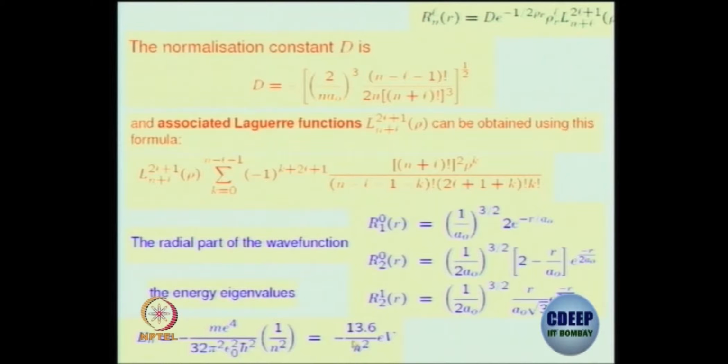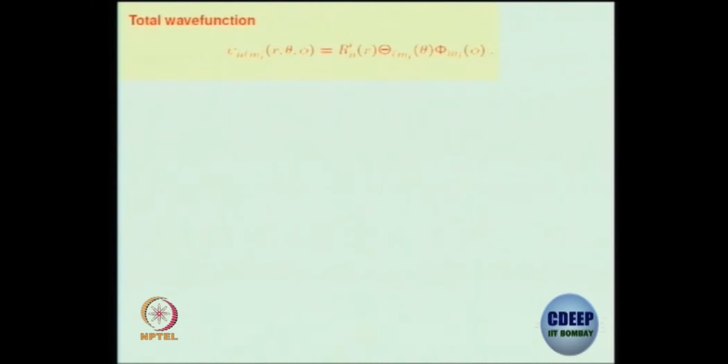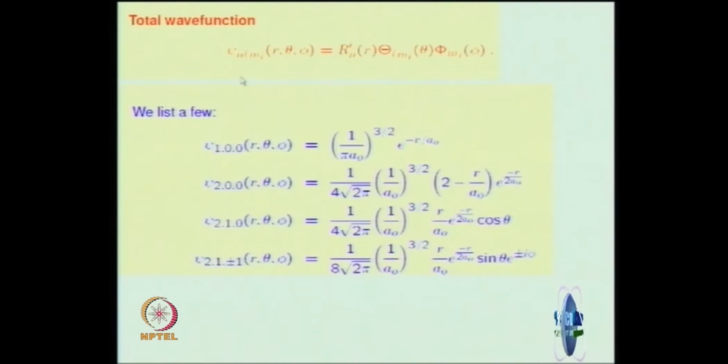In electron volts you can write it as minus 13.6 electron volts, negative sign because it is a bound state. Formally, the hydrogen atom wave function can be written with 3 quantum numbers: ml from the phi differential equation, and then L and ml together showing up in the theta part of the wave function, and then the principal quantum number and the azimuthal quantum number showing up in the radial part of the wave function. You can list a few of them.